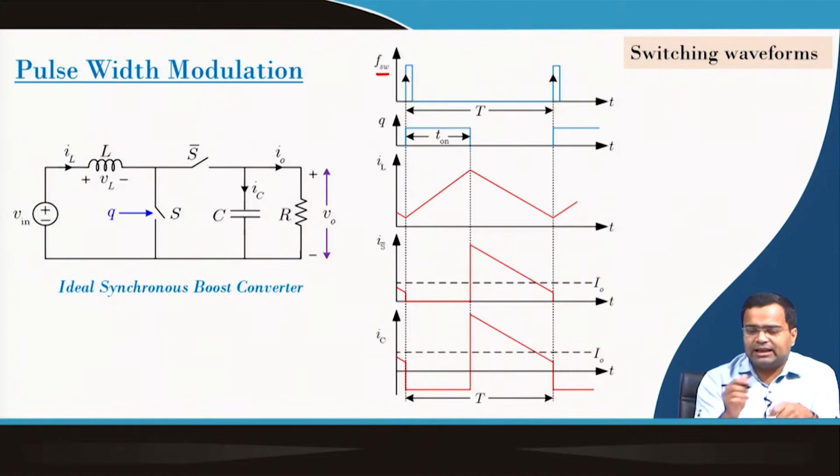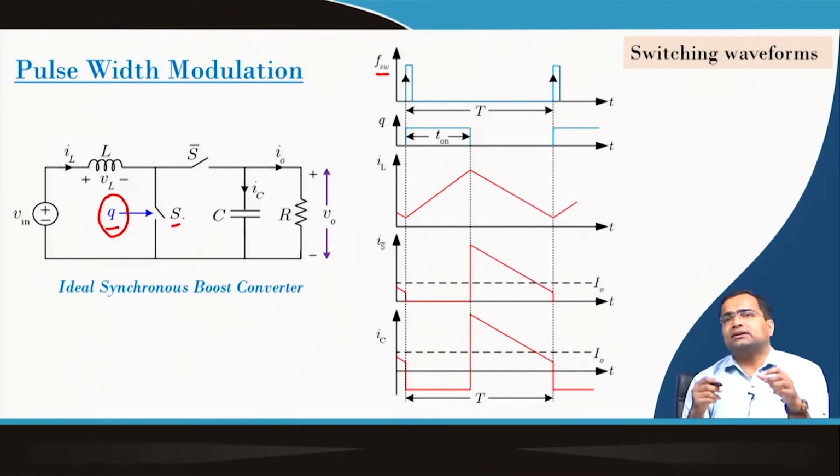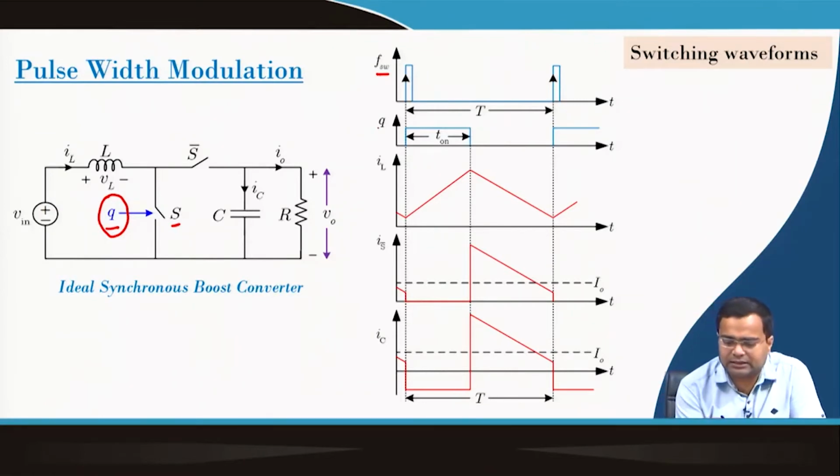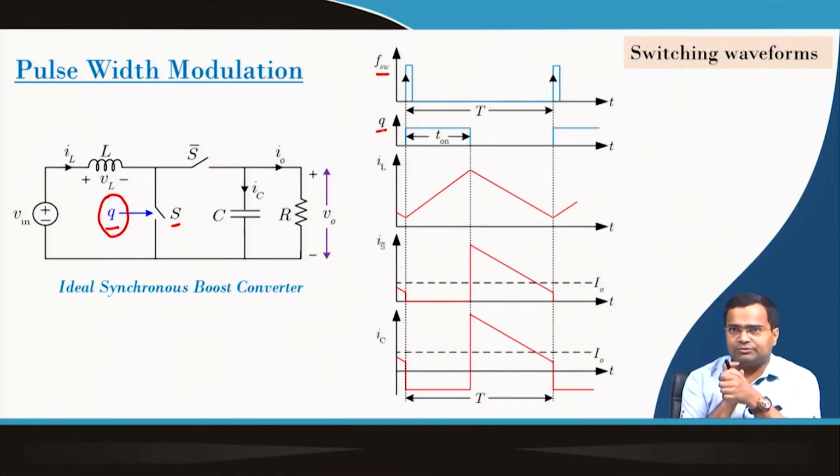So, in general we discuss that switch Q is the control switch, here the control switch is S and Q is the gate signal. This is the gate signal of the control switch S, and this low side MOSFET is the controllable switch. When this switch is on, as indicated by the gate signal, the duration of the on time is T on and the total time is capital T, which is fixed.